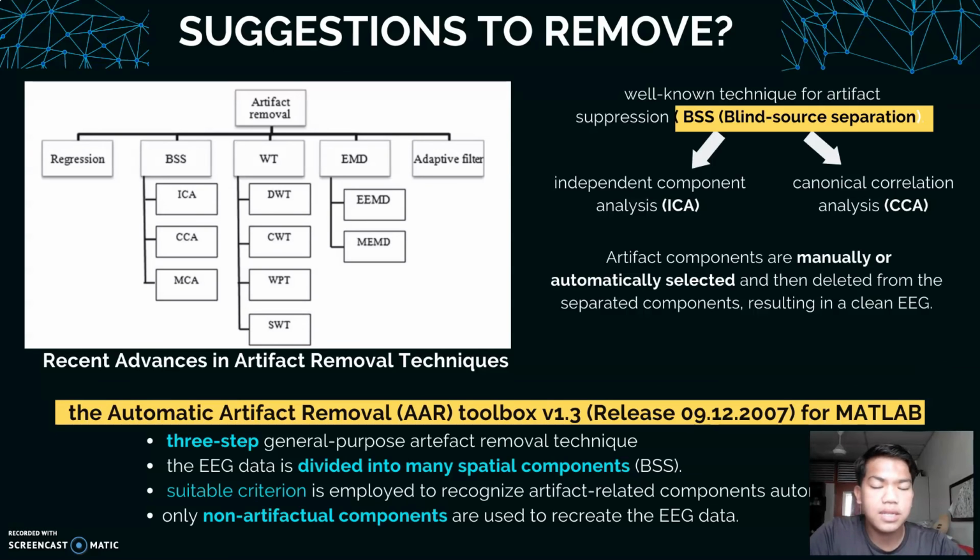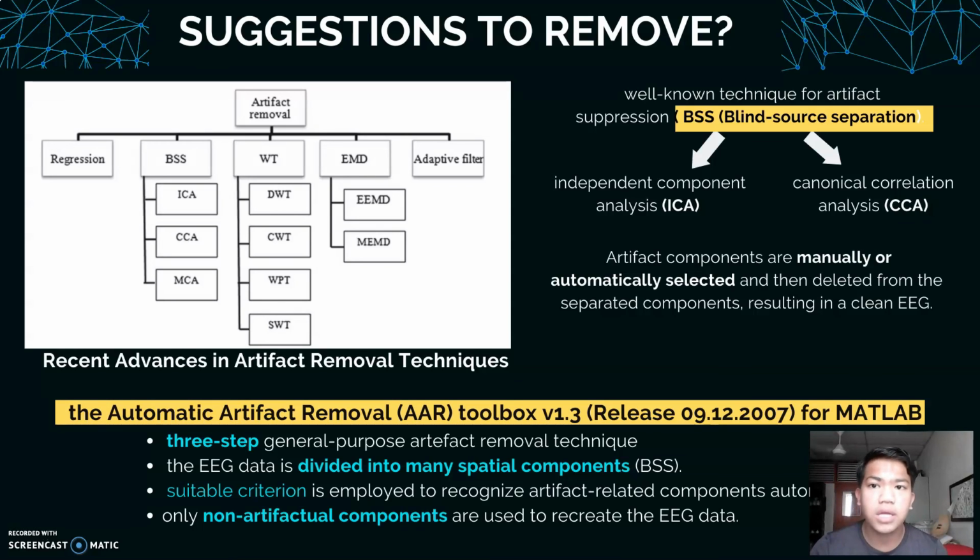Actually, before this, in the methodology and results part, Kobe showed us how to remove the motion artifacts in our data analysis. But for my part, I will give other suggestions to remove it. From the left side of the slides, you can see the recent advances in artifact removal techniques. But the most well-known technique for artifact suppression is BSS, blind source separation, which consists of two types, ICA and CCA. ICA is independent component analysis, and CCA is canonical correlation analysis. Artifact components are manually or automatically selected and then deleted from the separated components, resulting in a clean EEG.